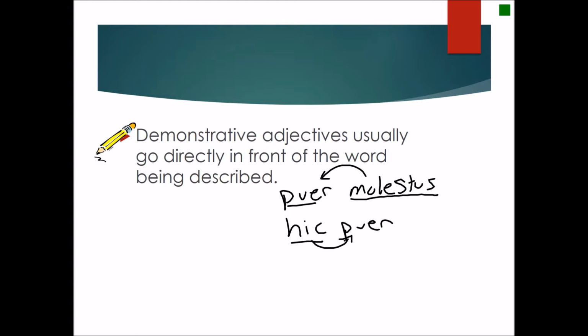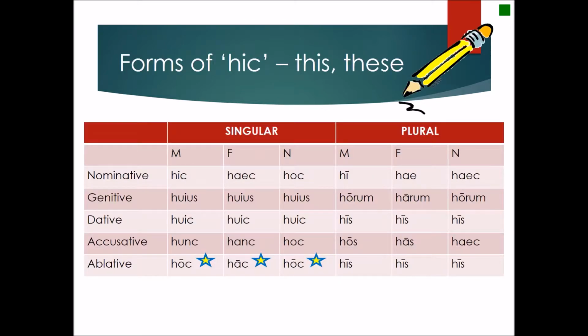And here hic and puer are agreeing in case, gender, and number. Because demonstratives can be used as adjectives, they're going to have all of the case, number, and gender options that all adjectives will have so that they can agree with any noun used in a sentence.